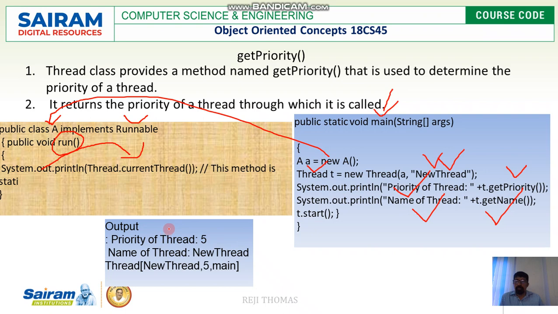So I've got the output. Priority of thread is 5. Priority of thread is 5. Name of the thread: I changed its name from main thread to new thread. So the thread is new thread, and it has also got the priority 5. So what did I do? I renamed the main thread to new thread, and I've seen what the priority is before I rename it and after I rename it. In both places I've got the same priority.